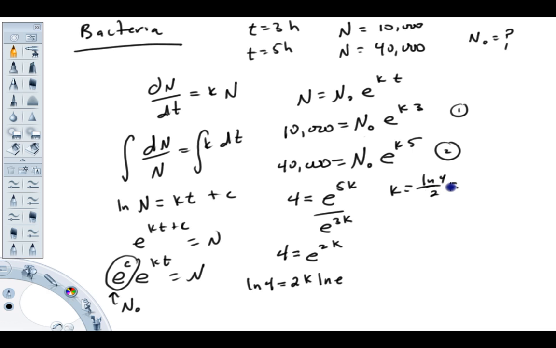I'm going to have somebody in the audience here give me a numerical value for that. 0.69, thank you. So we get 0.69. All right, now that we have this value for k, we can update our solution here. So n is equal to n sub o e to the 0.69t.